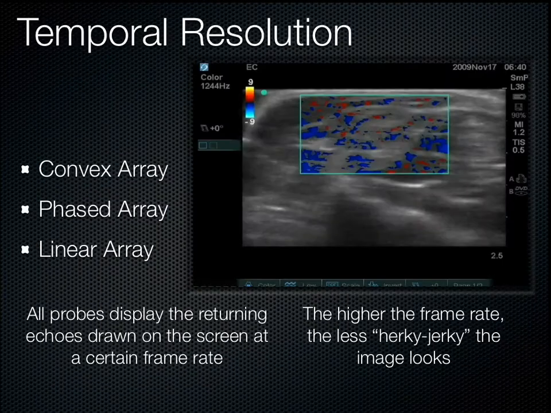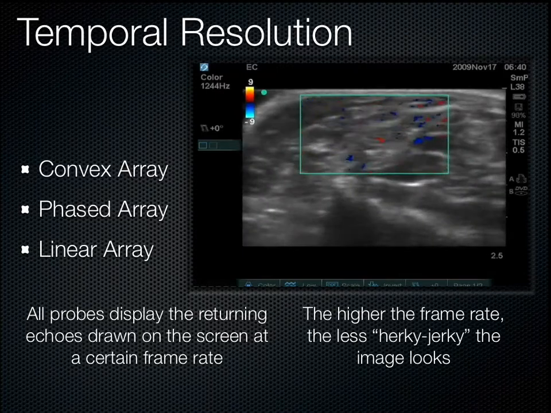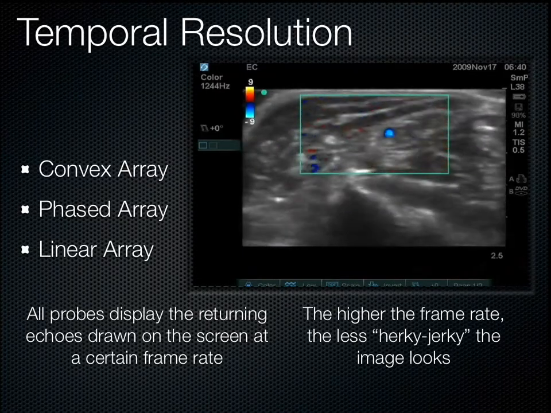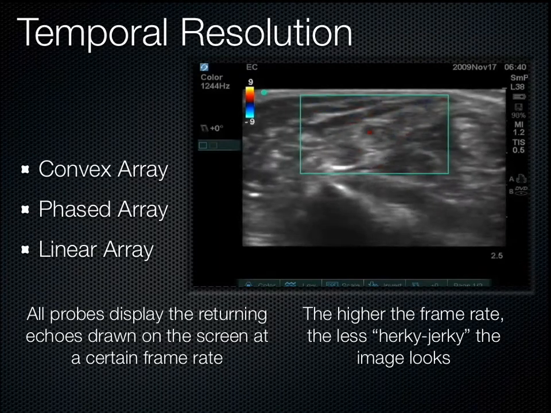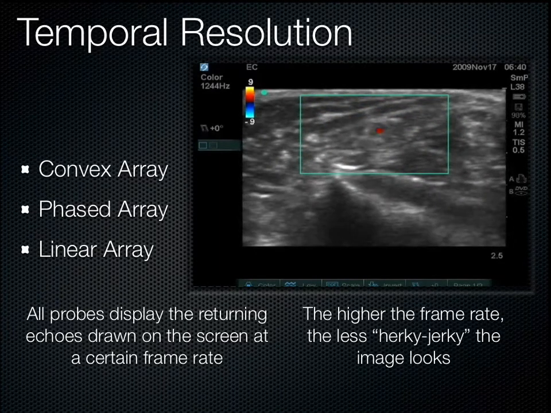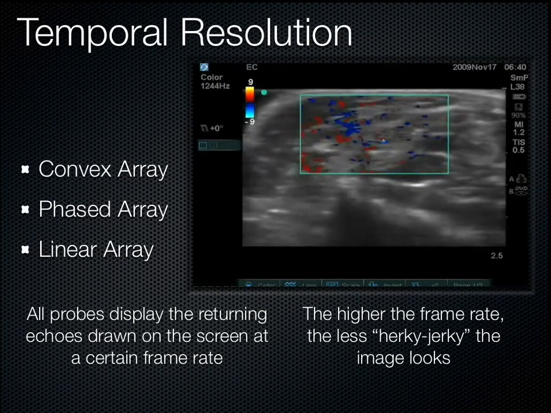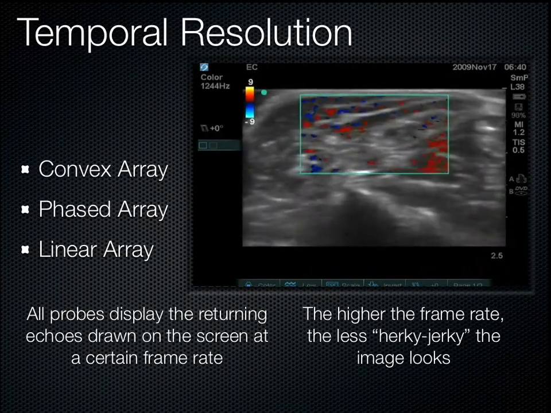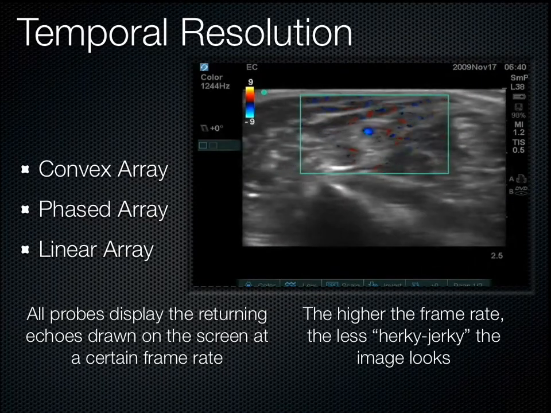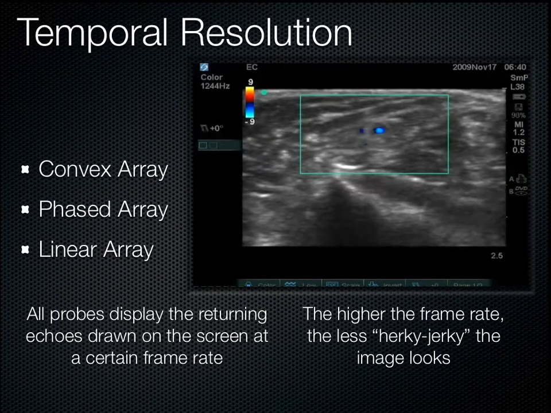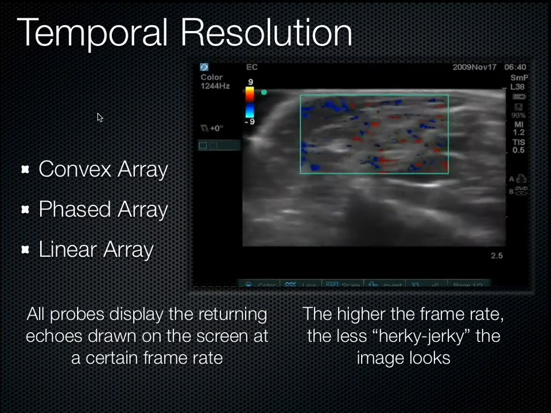Okay, what about the concept of temporal resolution? Temporal resolution means the frame rate, the number of frames per second. And so when you're working with the heart, you want a really high frame rate because you want to see the range of motion of those sarcomeres as that heart is going between systole and diastole. So with the heart, you really want a high temporal resolution.